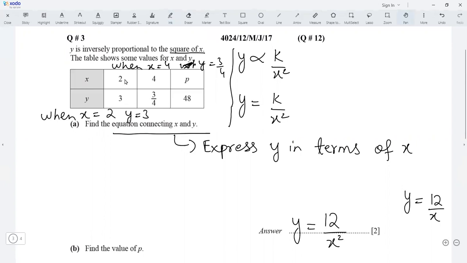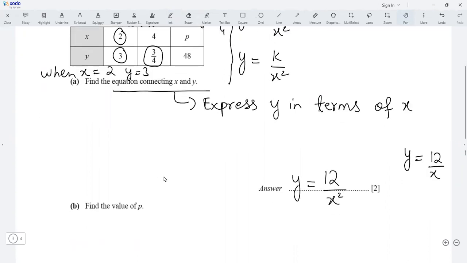One more thing, if you put x equals 2 and here by mistake you put y equals 3 by 4, when x is 2, it will be wrong. It's a wrong process. You have to take the same value written below that value of x, which must be 3. When x is 2, y was 3. Putting these two exact values will give the correct value for k. In the next portion, you may have to find the value of p.